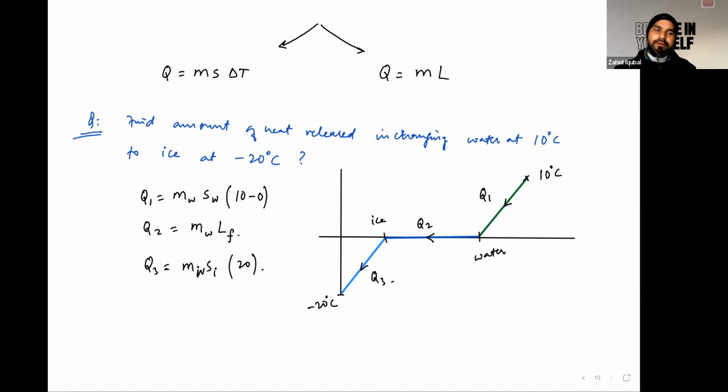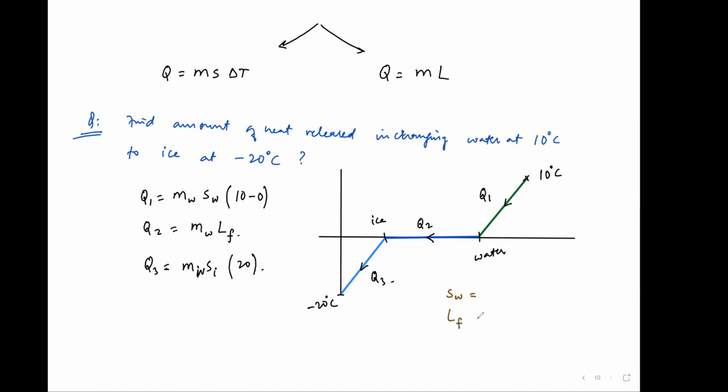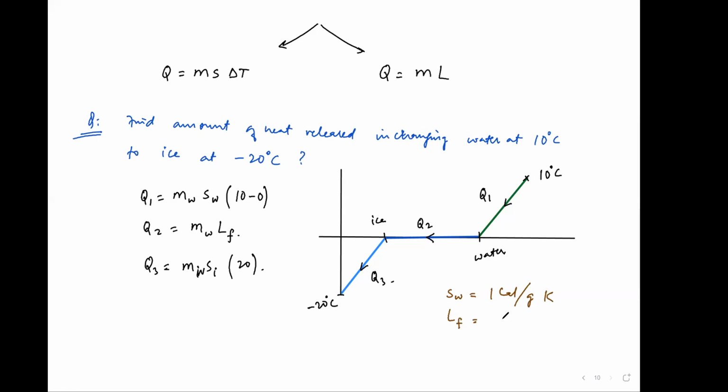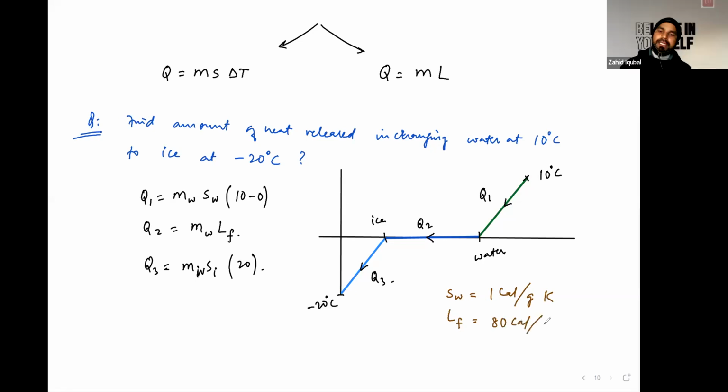So Myra, just tell me the value of specific heat capacity of water. Yes, 1 calorie per gram. Good, 1 calorie per gram per Kelvin. Latent heat of fusion constant: 80 calorie per gram. And similarly, specific heat capacity of ice will be 0.5 calorie per gram. Just substitute these values and sum up all these terms, and you'll get the total amount of heat released during this process.